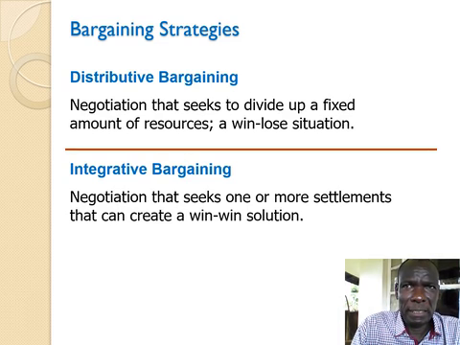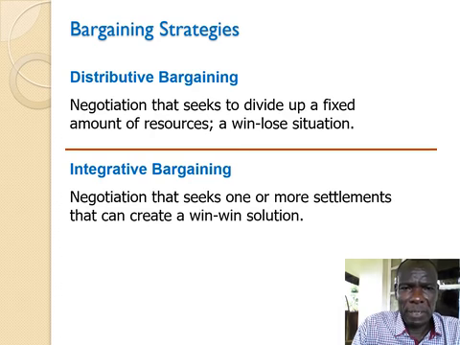If the budget is fixed at 200 million, and you want to take a big cut from the 200 million, which is fixed, the other party has to lose in order for you to get a bigger cut. That's a win-lose situation. Because the budget is fixed, any increase on your side will mean a reduction on the other party's side. That's what we call distributive bargaining.